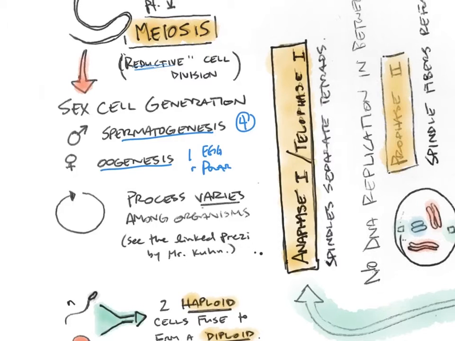And polar bodies are just discarded by your body. They're not used in reproduction at all. So there are differences in what you actually get out of meiosis between males and females. And the process varies among organisms.